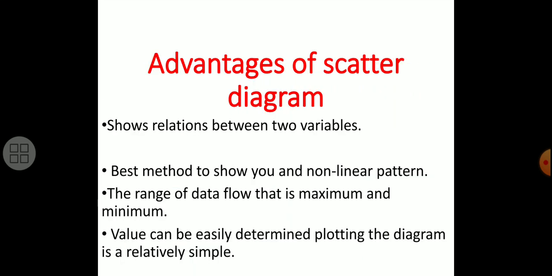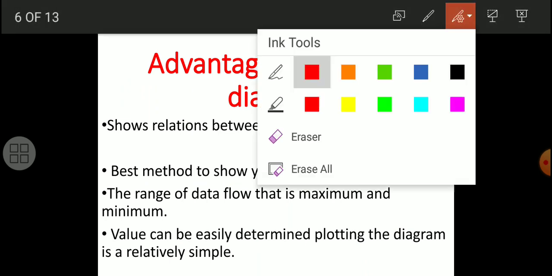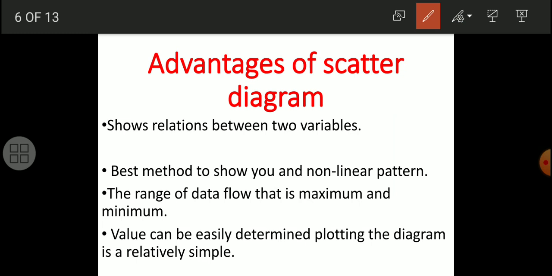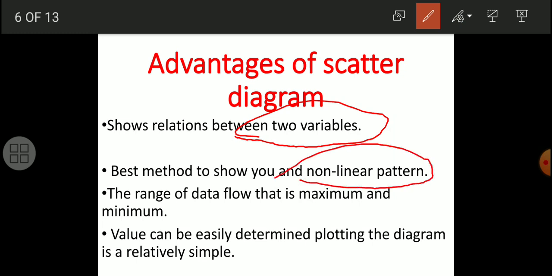Now some advantages of the scatter diagram are also there. So the advantages also we have to keep in mind. The merits of the scatter diagram we have to keep in mind: it is used to represent the data, so it shows the relation between two variables. This is the advantage. Again, this method can show a non-linear pattern also. The range of the data flow, that is the maximum and minimum value, we will be able to find out. Again, the most important thing, the positive point of the scatter diagram, is that the value can be easily determined. Plotting the diagram is relatively simple. So we can say it is the simplest method.